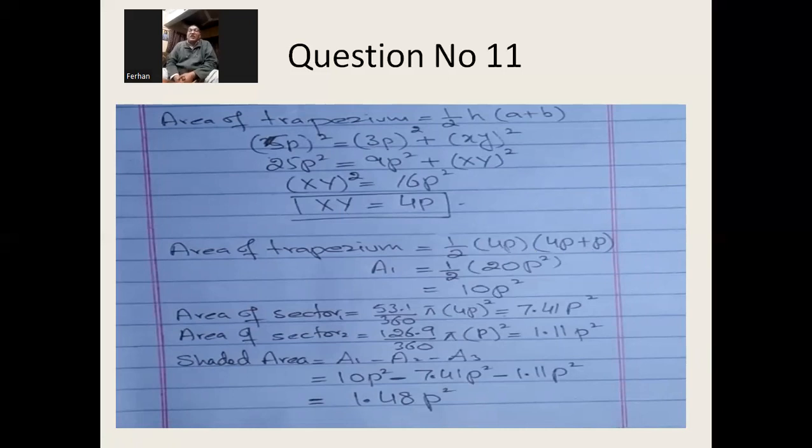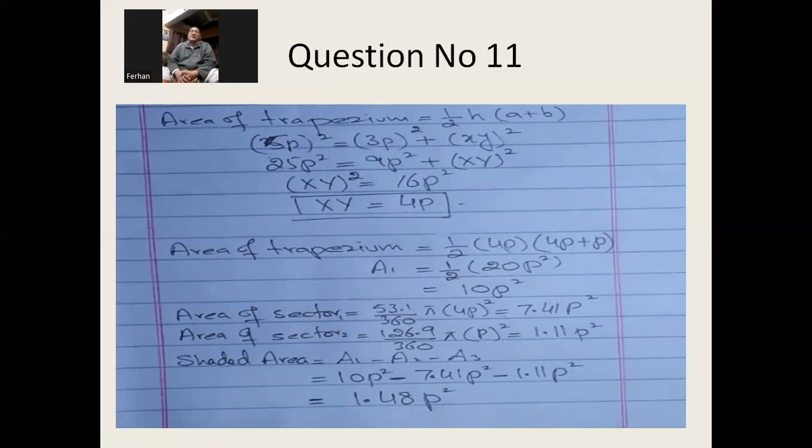Then I will find the area of the big sector in circle A, and I will find the small circle sector. Let me call it sector number 2. So the area of sector number 1 will be 53.1 divided by 360 times pi times the radius square, that is 4P square. When you enter these values in your calculator, you get 7.41P square. The area of the other sector, in the small circle, has its angle at the center as 126.9, so it is 126.9 divided by 360 times pi times P square. You will have 1.11P square.